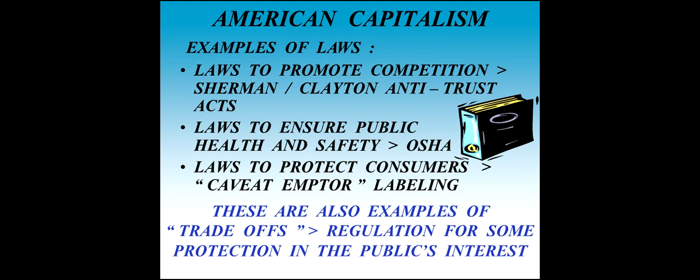Now, these last two sets of laws, to ensure public health and safety as well as to protect consumers, cost businesses money through this regulation in having to put these warning labels in place. So when we look at these laws, we're looking at them as examples of trade-offs where we're asking businesses to do certain things, in these cases some regulation, for some protection in the public's interest.